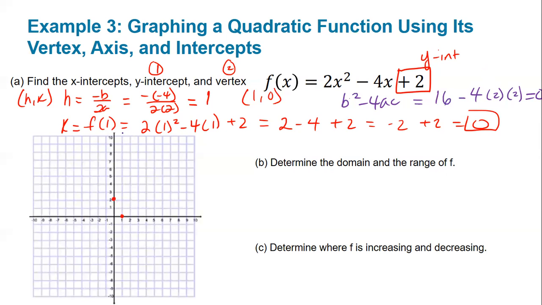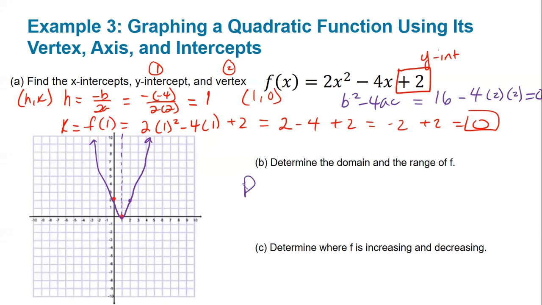So now I'm going to use my axis of symmetry. The axis of symmetry acts as my line of reflection. So I reflect from here to here. And I'm going to pretend that this is the best parabola you've ever seen. Okay, now you can analyze.